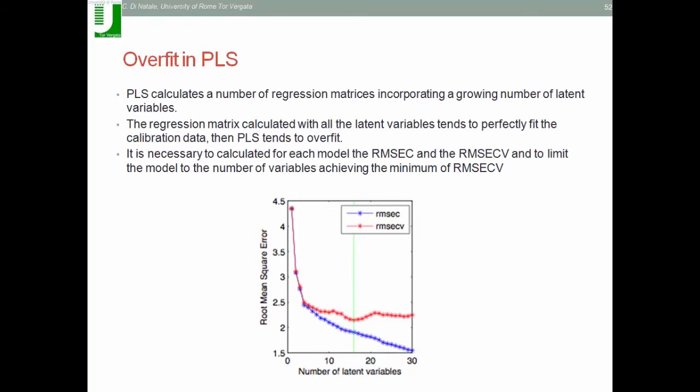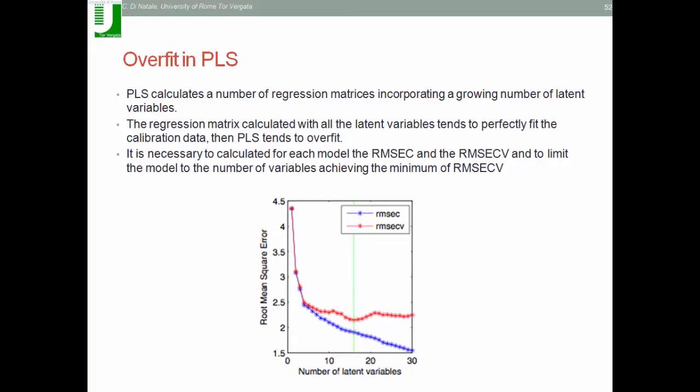And what happens is the so-called overfit. So when we increase the number of latent variables, we describe very, very well our calibration data, but at a certain point, the description does not work anymore for the validation, for the test set. So the PLS method actually tends to completely recover the calibration data. So it is absolutely important to check this fact.